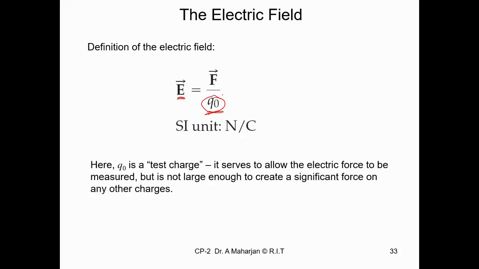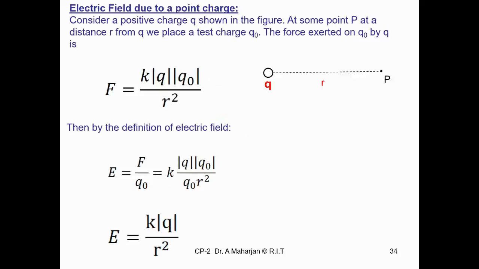Electric field is force experienced by a test charge. Q naught is a small test charge. It just serves to allow the electric force to be measured. It doesn't do anything. The test charge will just allow force to be measured. So let's derive the formula for electric field due to a point charge. This is your main charge, and we'd like to find the electric field at point P at distance r. So what would be the electric field at point P?